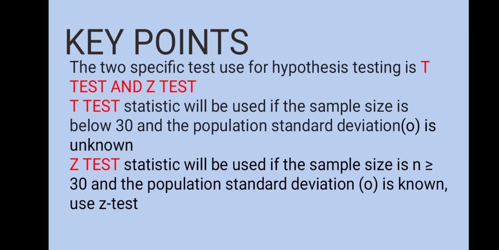In this lesson, we hope you understand the two specific tests used for hypothesis testing, t-test and z-test. T-test statistic will be used if the sample size is below 30 and the population standard deviation is unknown. Z-test statistic will be used if the sample size n is greater than or equal to 30 and the population standard deviation is known.